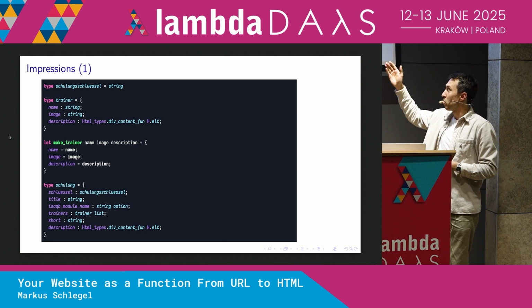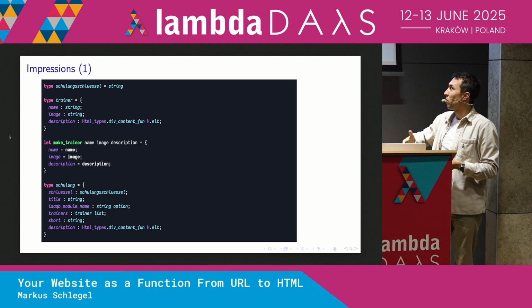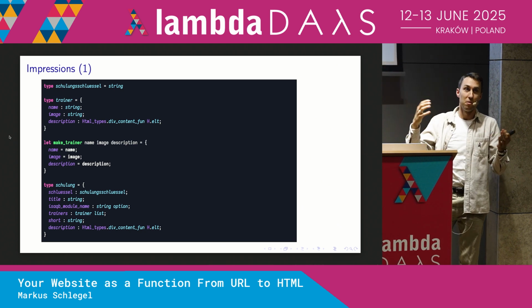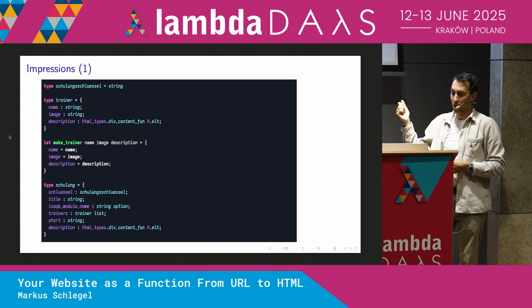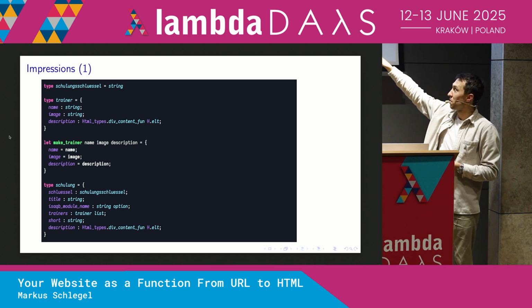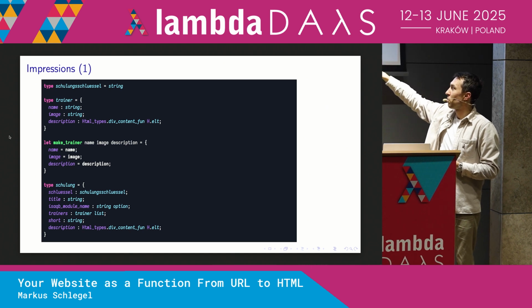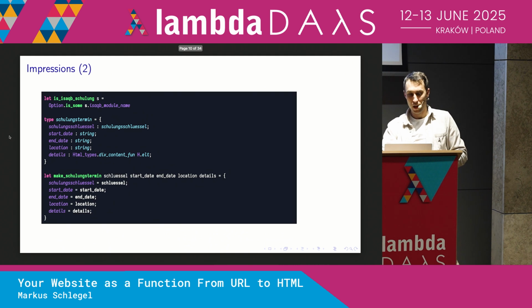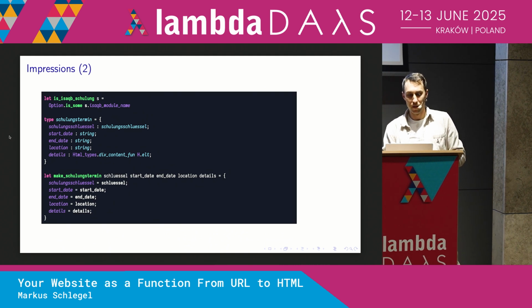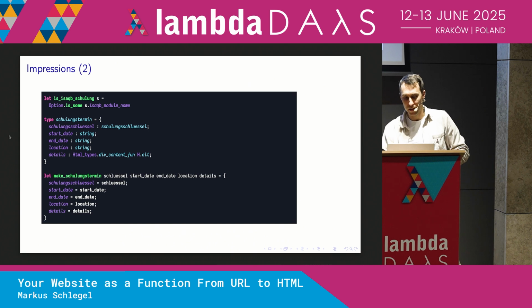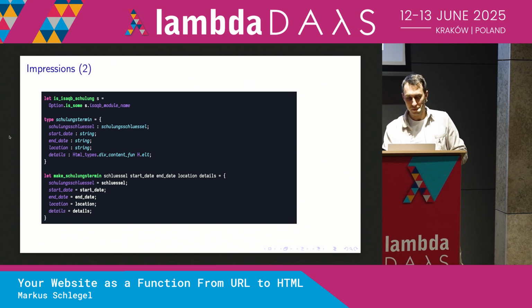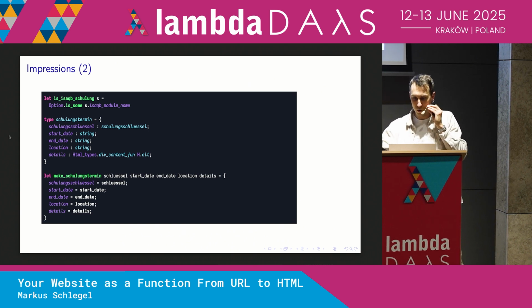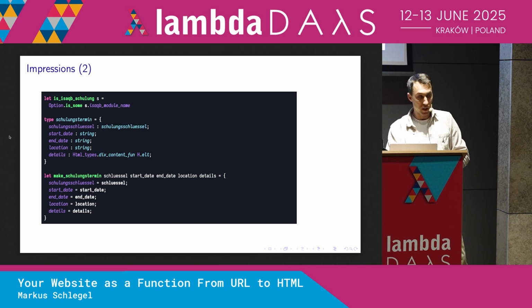But here's a little impression. So this is the domain model, or part of the domain model, for the active group website where we have trainings. So there's a record for trainer, for example, and then Schulung, that is a German word for training, references a list of trainers. And then we also have training events, Schulungstermin, and that has a start date, end date, location, and so on. So this is just normal domain modeling, nothing special so far.